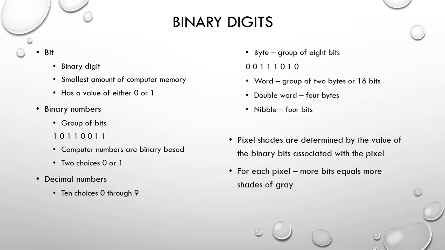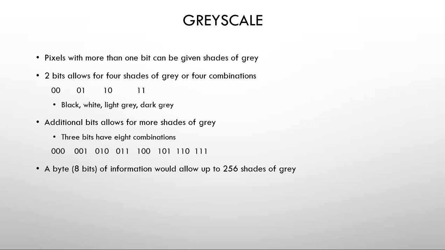The importance of bits, though, has to do with the shades of gray that are in each pixel. Pixel shades are determined by the value of the binary bits associated with the pixel. For each pixel, more bits equals more shades of gray. When you remember the bistable image that I showed you earlier, each pixel had 1 bit associated with it. It could either be on or off, black or white. That's not enough to give us good grayscale, though. In order to display grayscale, we have to utilize more bits per pixel. So grayscale is created by utilizing additional bits for each pixel.